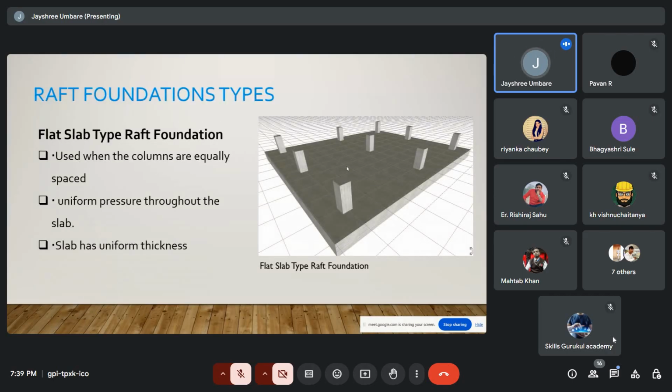There are types of raft foundations. First one is a flat slab type raft foundation. In the figure, it can be seen there is a slab and slab below, and there are columns. Used when the columns are equally spaced, with uniform pressure throughout the slab. Slab has uniform thickness. Usually, raft has uniform thickness.